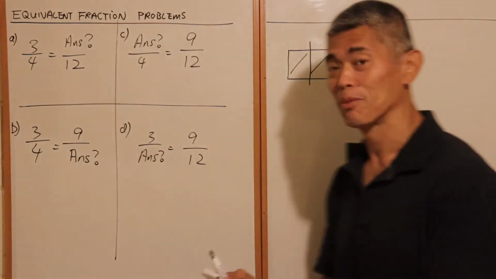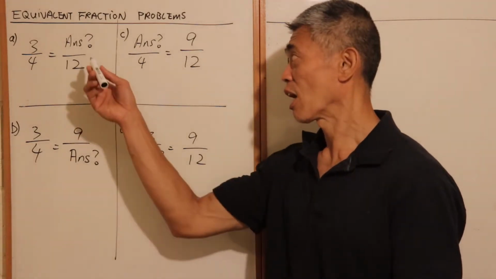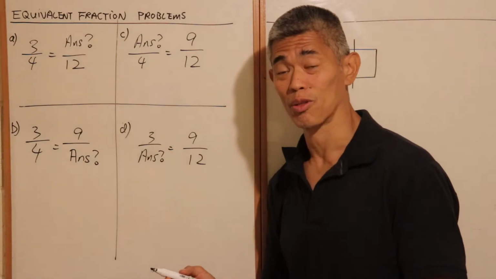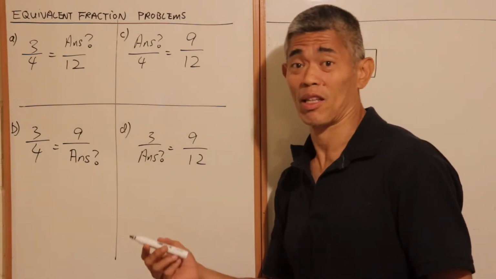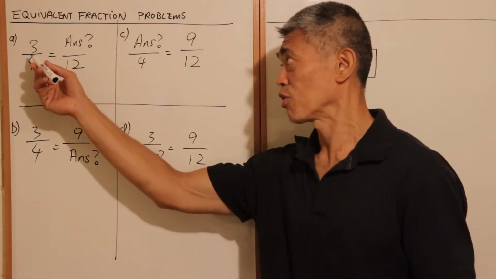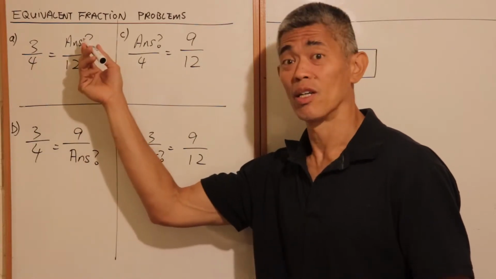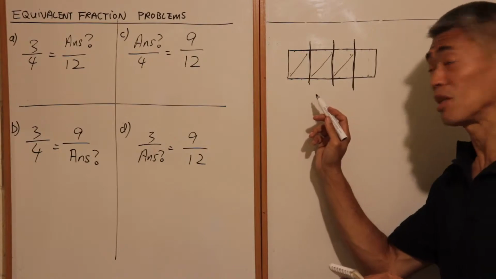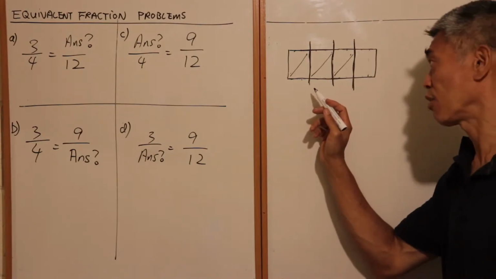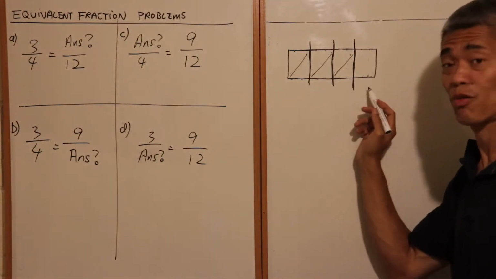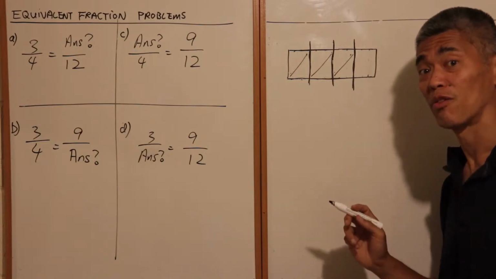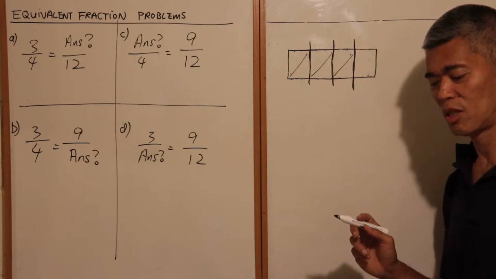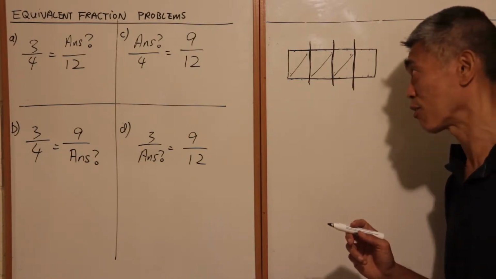In example A, how much out of 12 is the same as 3/4? Or another way of asking this is, 3/4 out of 12 is how much? Visually, the question means if I change a fraction 3 out of 4 into a fraction with 12 total parts, how many shaded parts will I have?